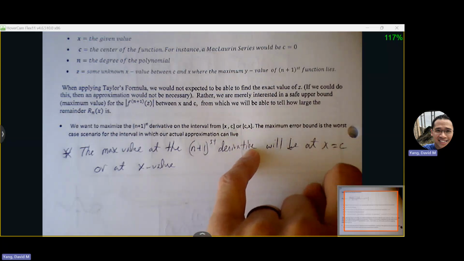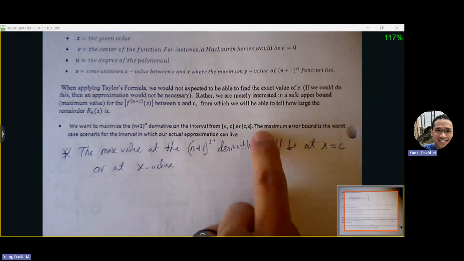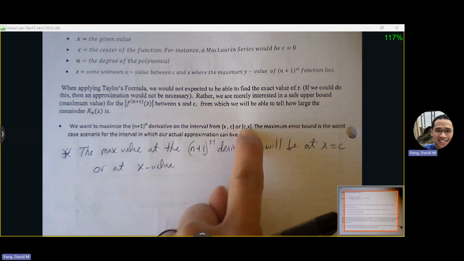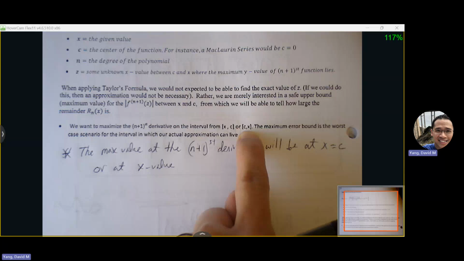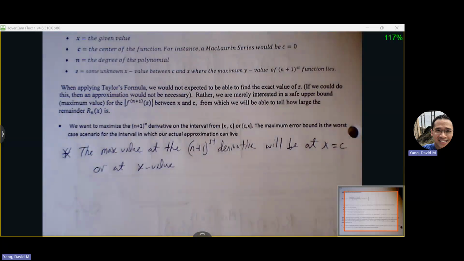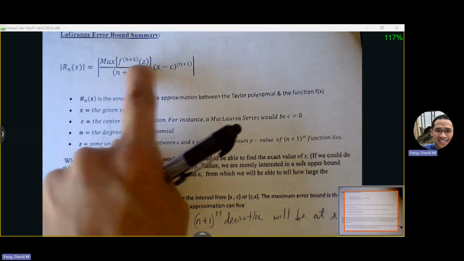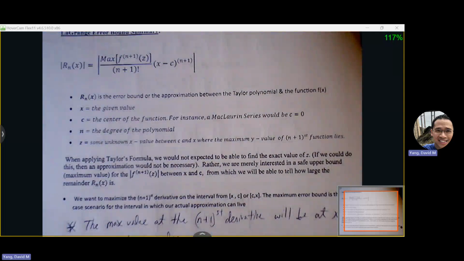Because of our limited resources, and a lot of times this is without a calculator, they're going to ensure that the max value is between x and c, or they have to give you something visually where you can obviously tell where the max is. So you're never going to have to worry about anything beyond the endpoints. If I want to find this maximum value, just plug in the endpoints and see which one is larger. Whichever is larger will represent that safe upper bound.